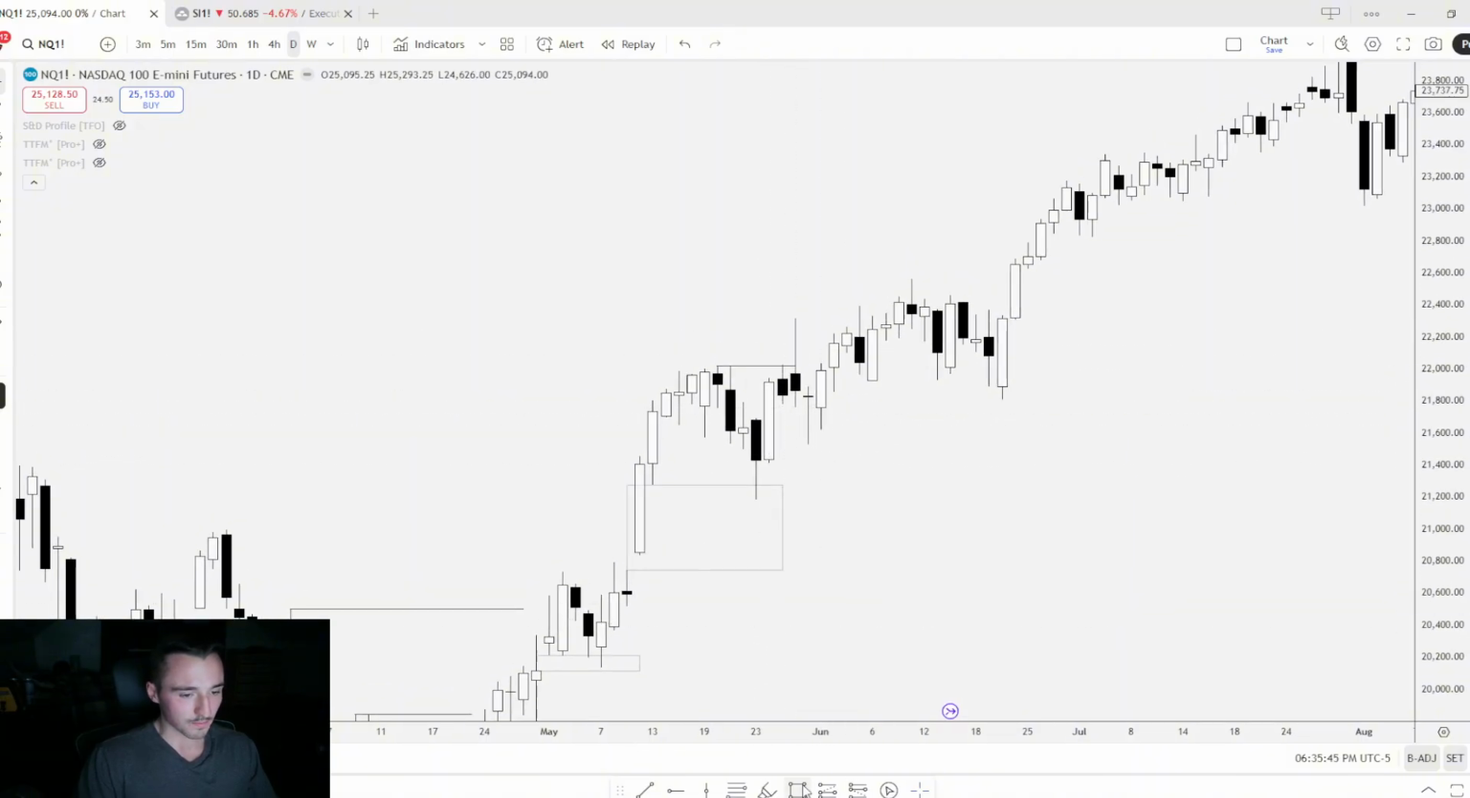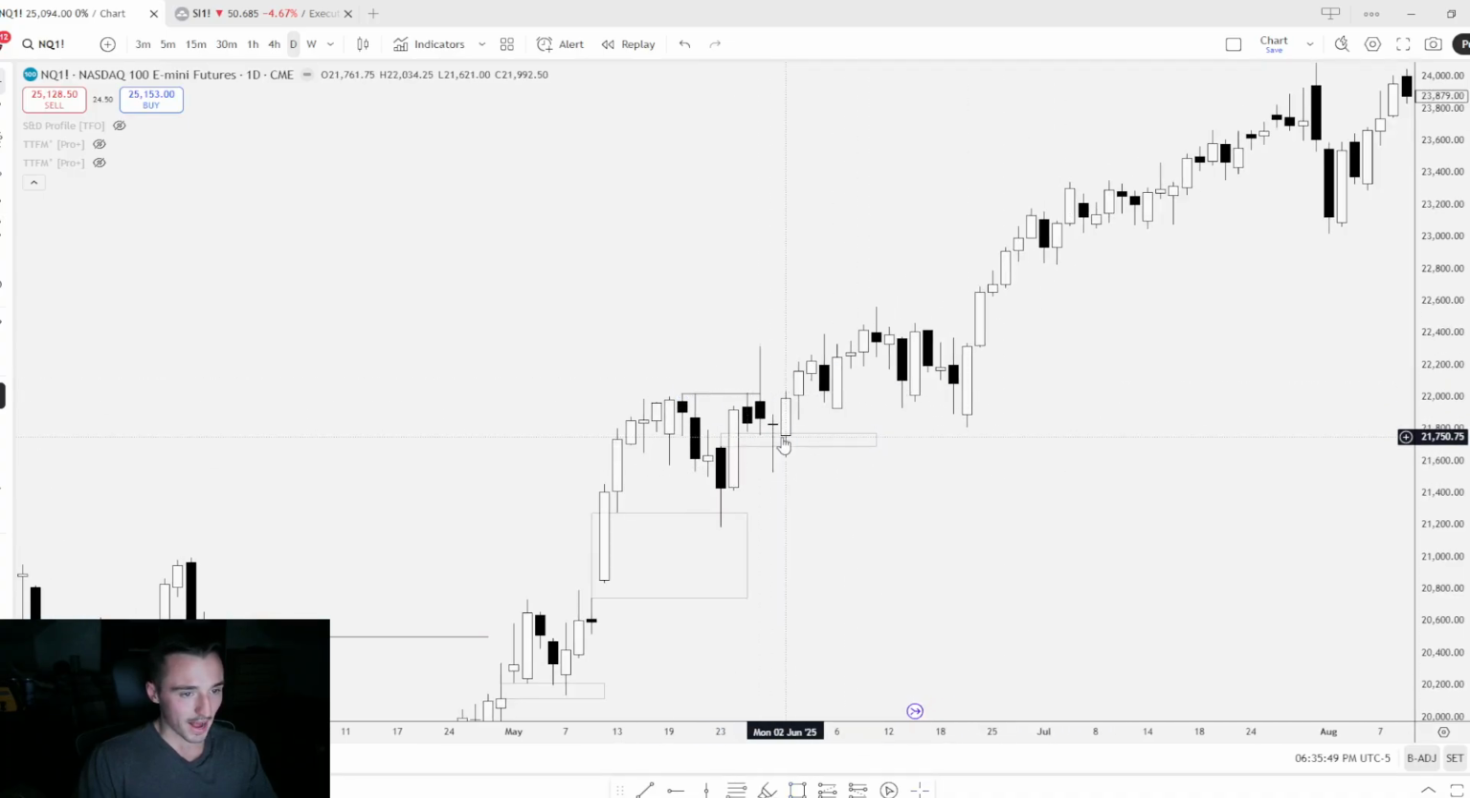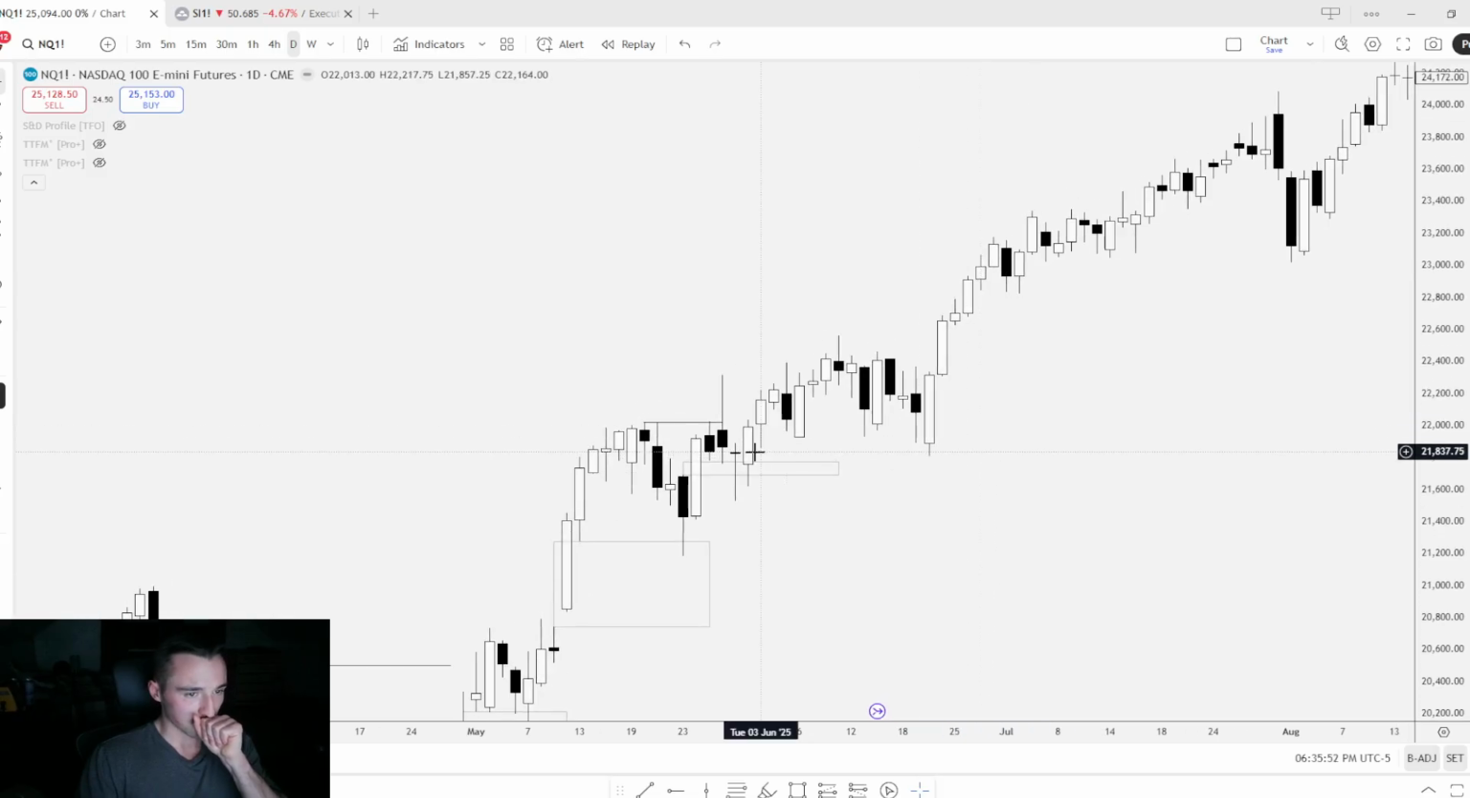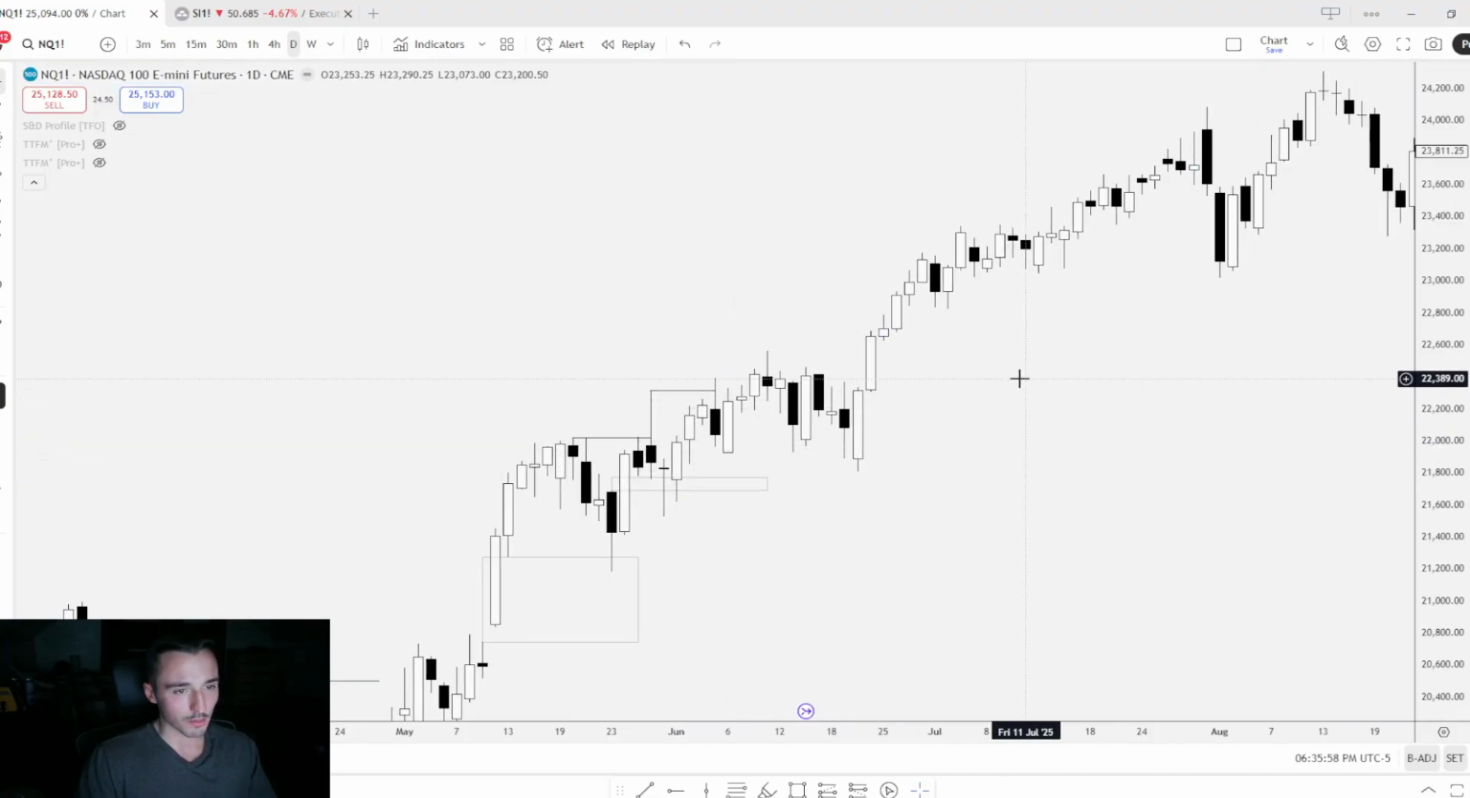What do we have here? Internal range liquidity, right? So we retrace back into it, and then we target external range liquidity, right? So we tap it, return to external, and then we kind of chop around a little bit.